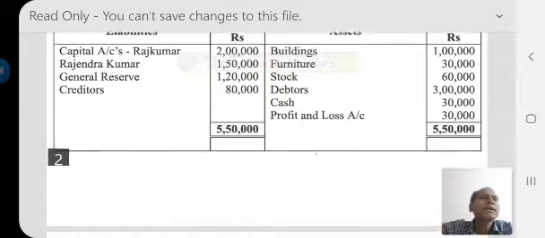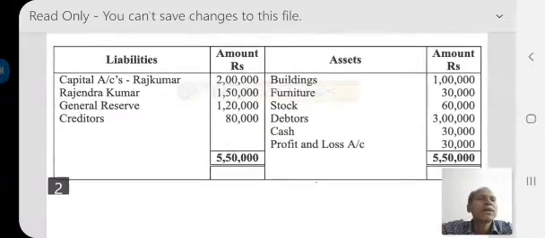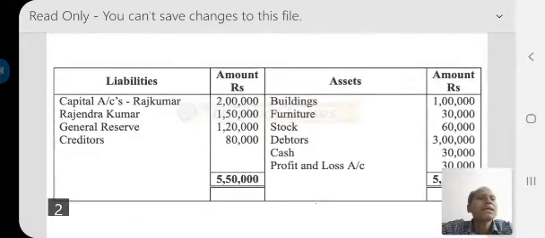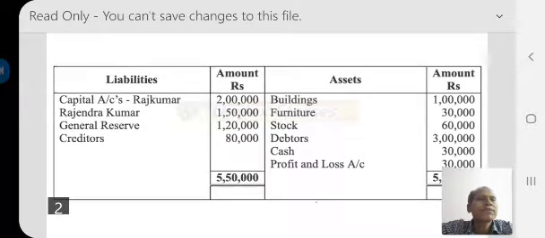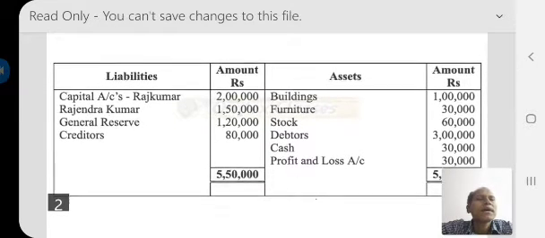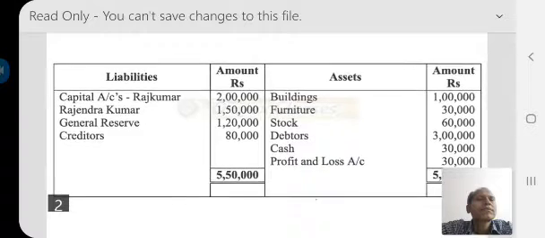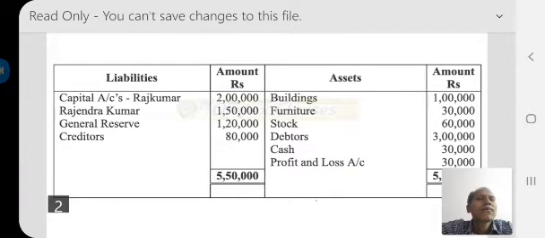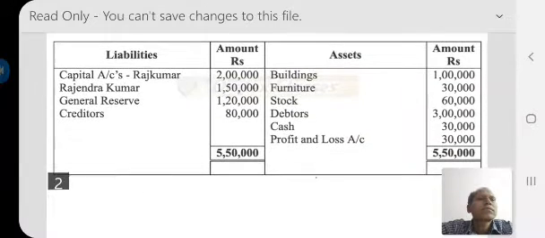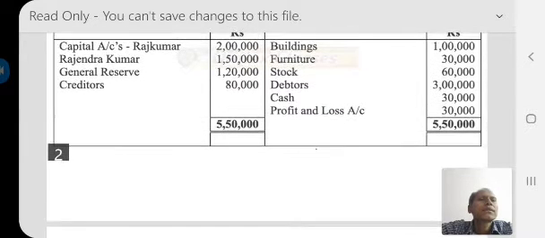Let us see the asset side: buildings 1 lakh, furniture 30,000, stock 60,000, debtors 3 lakhs, cash 30,000, profit and loss account 30,000.